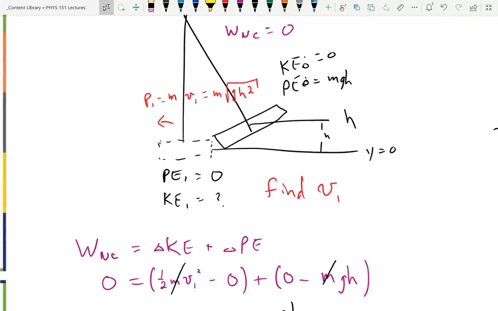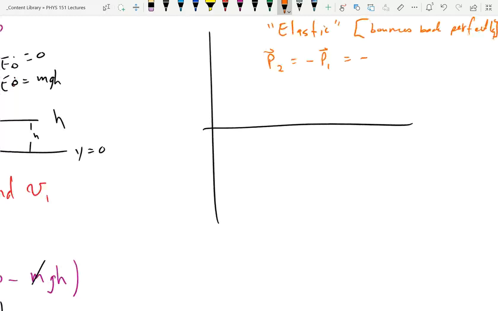Now we look at this, momentum does have a direction. For our purposes, I'm just going to consider this the positive direction. Well, I can't do that. It's not in my DNA anymore. It's been drummed out of me. By convention, we take to the right as positive. So I'm going to call that the negative direction. So momentum 1 is minus m square root 2gh. So momentum 2 is minus or plus m square root 2gh.